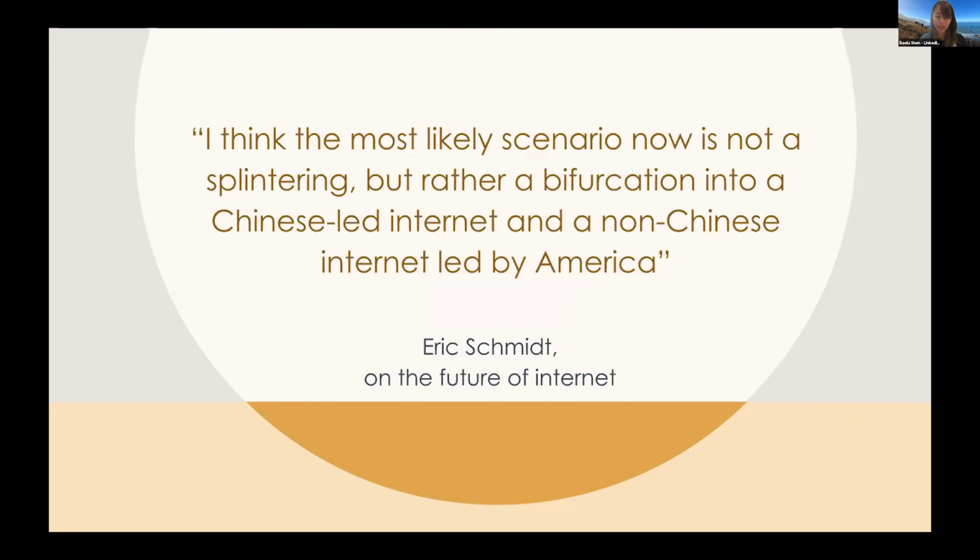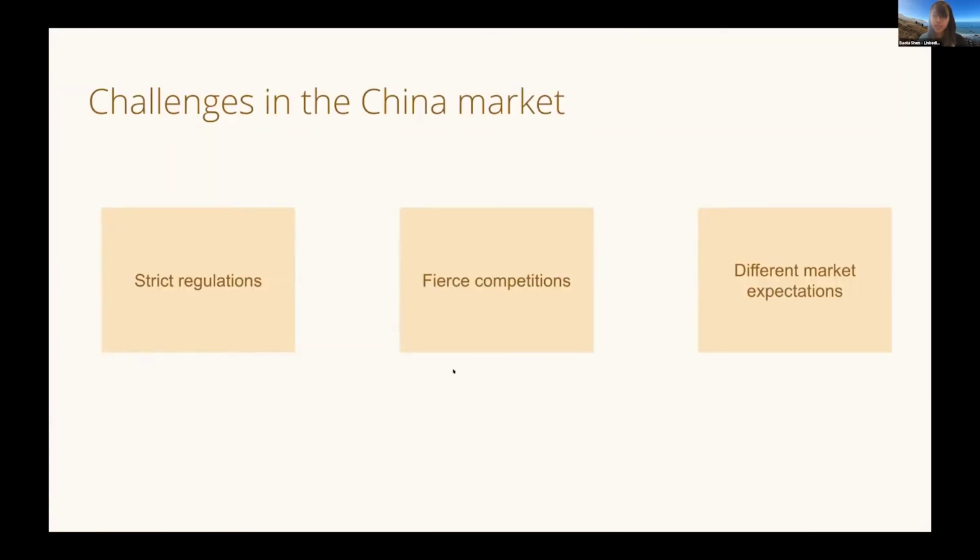Basically, he was saying, on the future of the internet, he really thinks there's going to be two internets of the world. One is China, and one is the rest of the world. This is also causing different market expectations because of these competitions. For example, for job posting, everyone expects to post jobs for $0, and previously LinkedIn cost like $99 to post a job, which really put us in an awkward position.